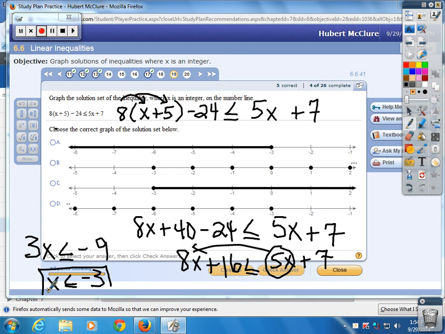What numbers are less than negative 3? To the left or to the right? To the left. So this one's not right. This one's not right. Which one is it, D or A? It's D because A means fractions and decimals, and this says what? Integers, which means whole numbers, so it gets the dots.